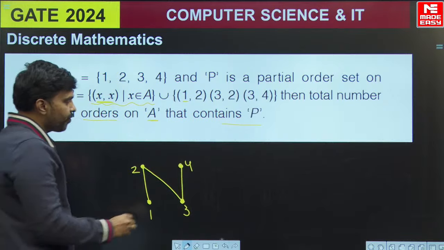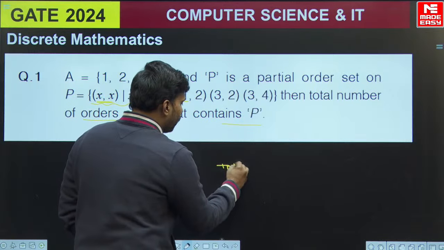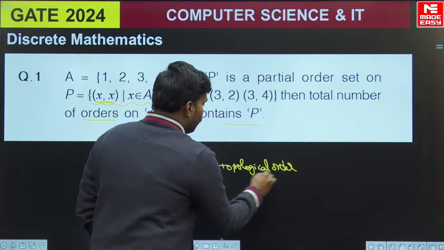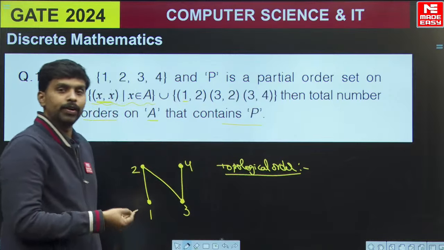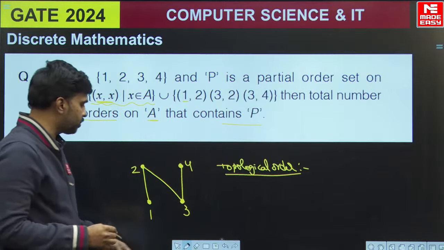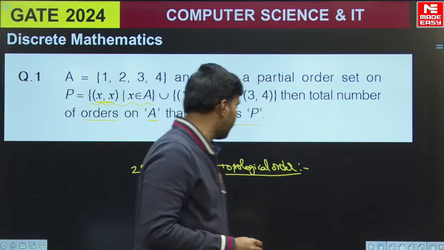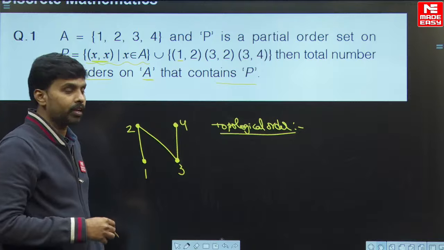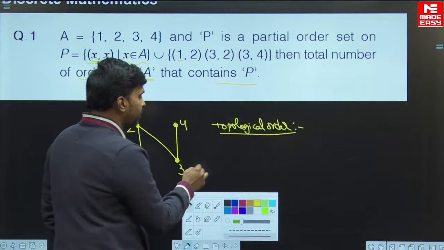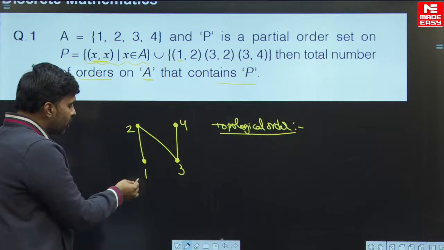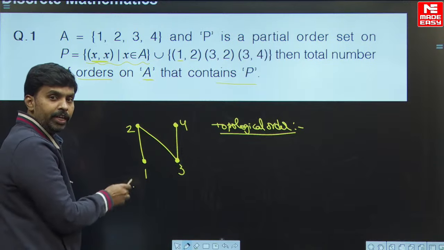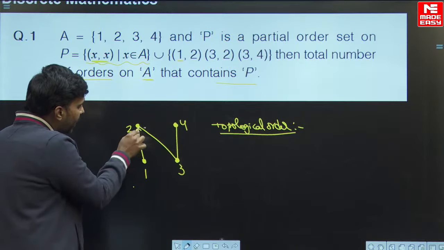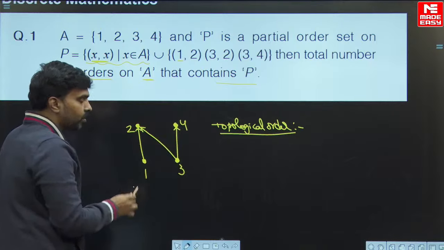Now if you want to have the topological order, in your DBMS subject you will do this with graphs, and then we find the topological order. In this also it is the same. First you have to select the in-degree 0 vertices. The direction is upwards in a Hasse diagram.